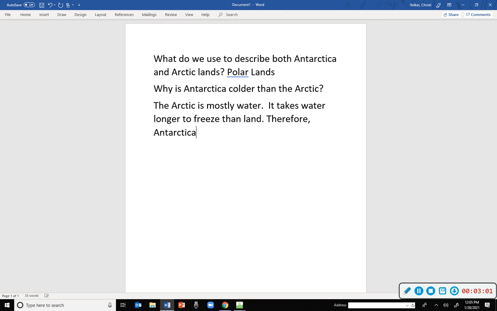Y'all remember that? Okay, any questions about that? Antarctica is colder because it is mostly land, and the Arctic is surrounded by water. Okay, and water is warmer than land.